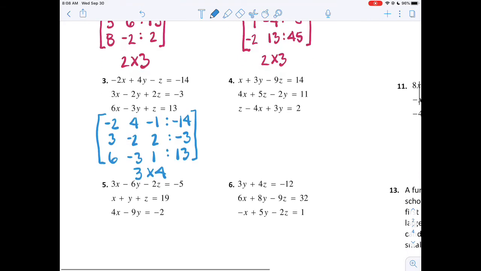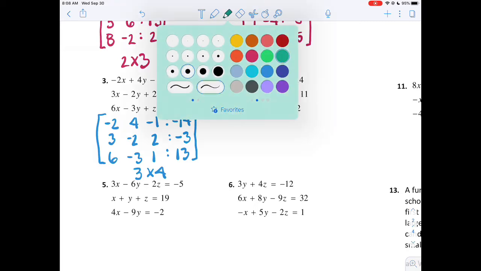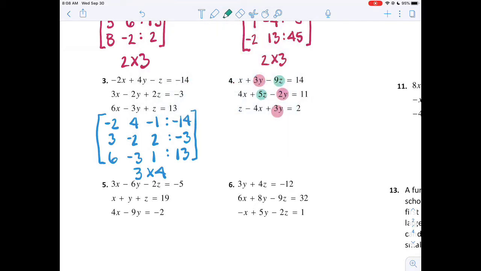Let's look at number 4. I notice that this one is all jumbled up, so I'm going to use my highlighter again. I'm going to highlight the y's, and I'm going to highlight the z's in a different color. I do have all of my constants on one side, so I just need to pay attention. The x's come first, remember.